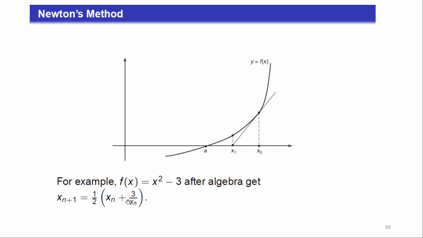And so what's the square root of 3 plus the square root of 3? 2 square roots of 3. And then when we multiply by a half, we get the square root of 3. So if we happen to choose the square root of 3, the next guess is also the square root of 3. So once we hit the square root of 3, we stay there.